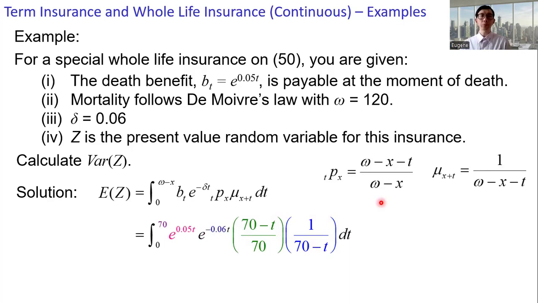Do the substitution. Omega minus x, 120 minus 50, we get 70. b_t, e to the power 0.05t, times e to the power minus 0.06t, and then t p x times mu x plus t is simply 1/70. This is under De Moivre's law. Upon calculation, we get the expected value of Z.